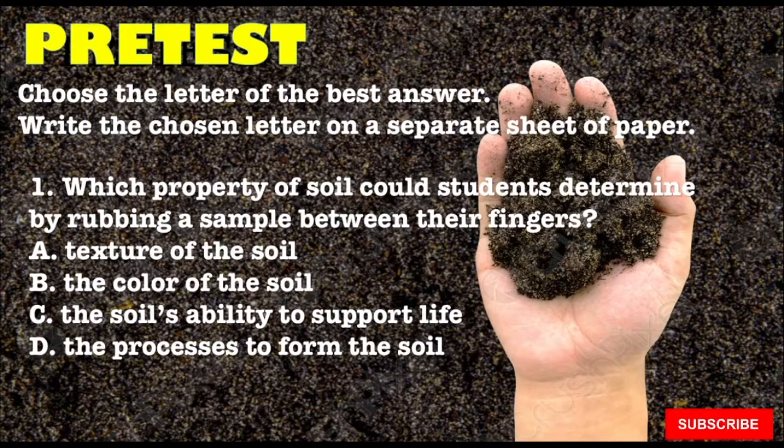Before we continue, let's have a short pretest. Choose the letter of the best answer. Write the chosen letter on a separate sheet of paper. Number 1. Which property of soil could students determine by rubbing a sample between their fingers? A. Texture of the soil. B. The color of the soil. C. The soil's ability to support life. D. The process to form the soil.